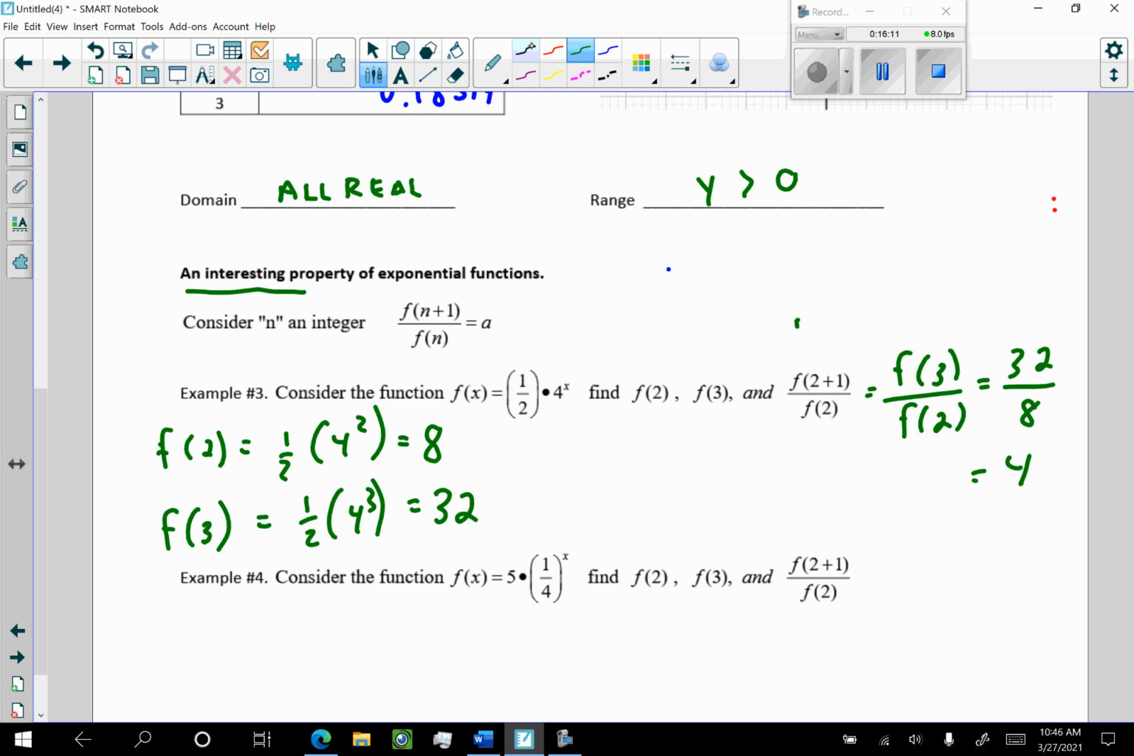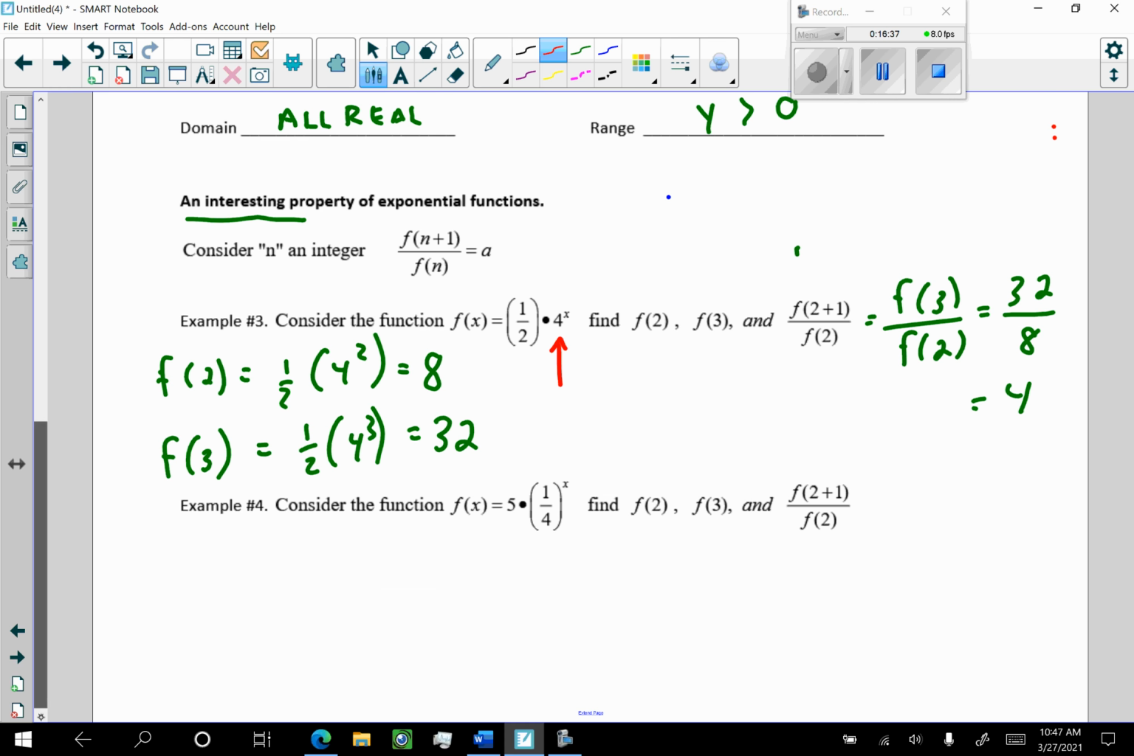And check this out, ladies and gentlemen. That was the base of our exponential equation. And that works every single time. That's a very good property. We will use that property down the road to come up with the rule for an exponential function given a table of values. So very important property. Let's try example 4 on this guy.